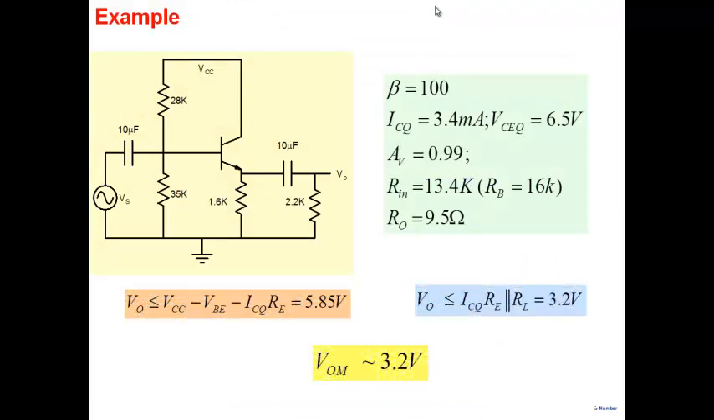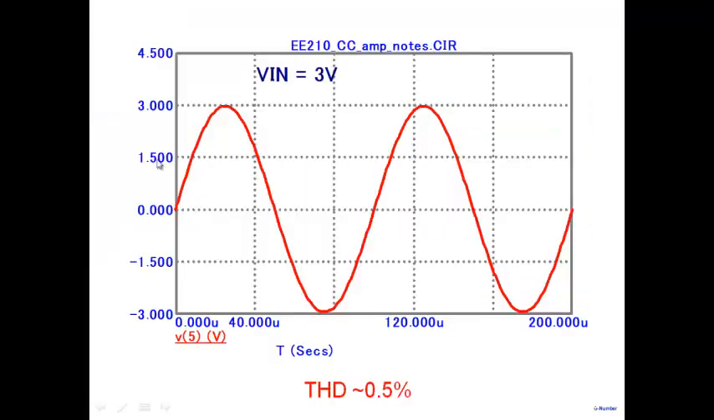All right, so I'll stop here with this example. It's the same amplifier shown here, the biasing condition, gain is 0.99, Rn and all that. Various constraints on swing. From the fact that the voltage has to be less than the supply voltage here, we get a constraint of 5.85 volt, and from current driving capability, we get a constraint of 3.2, and therefore my swing is determined in this case by current driving capability of 3.2, and this is what happens here.